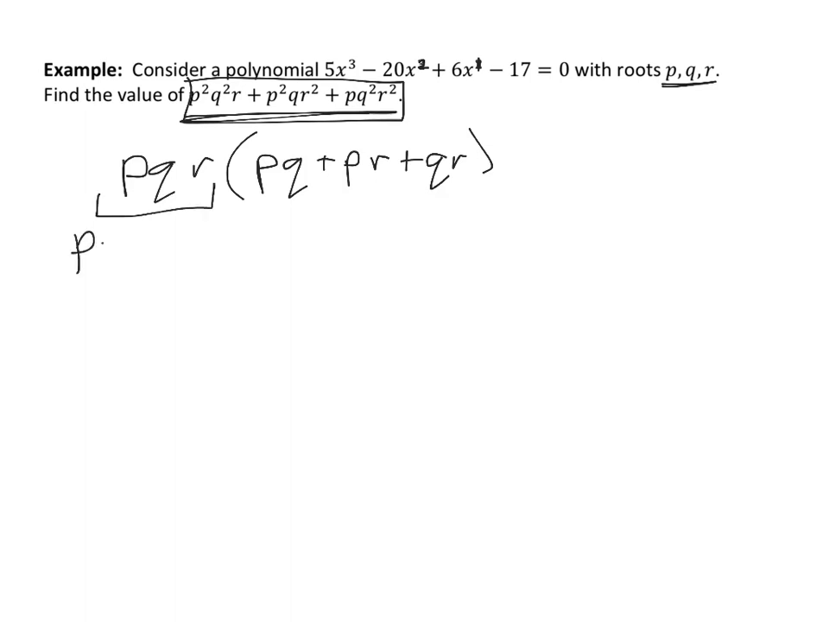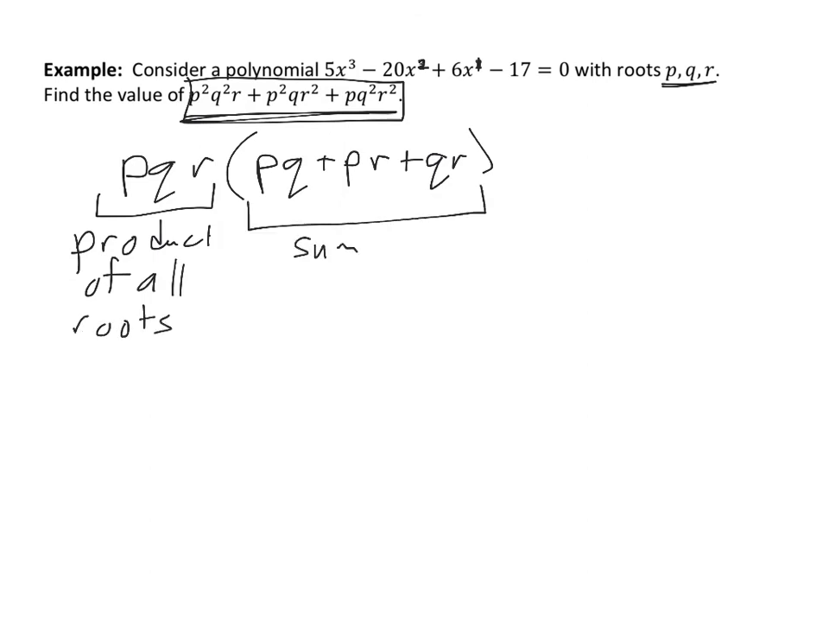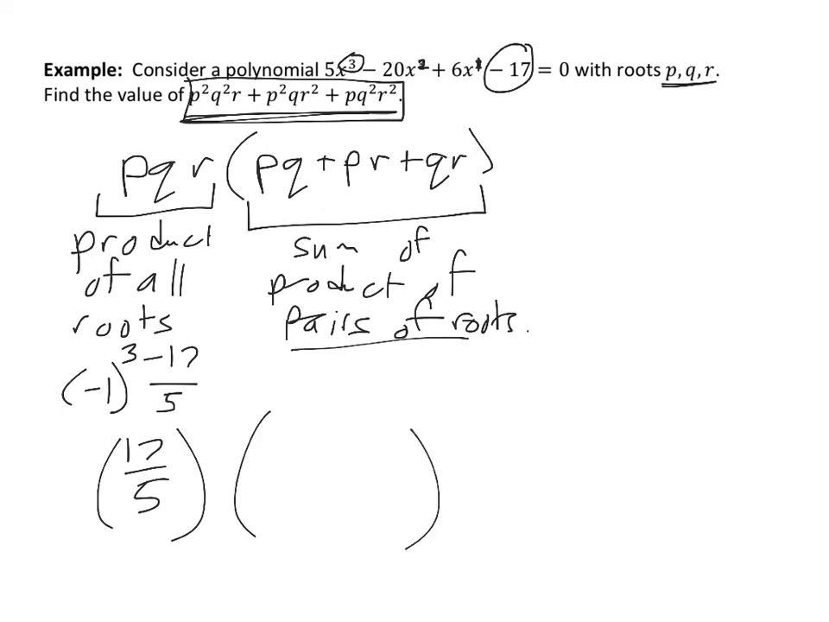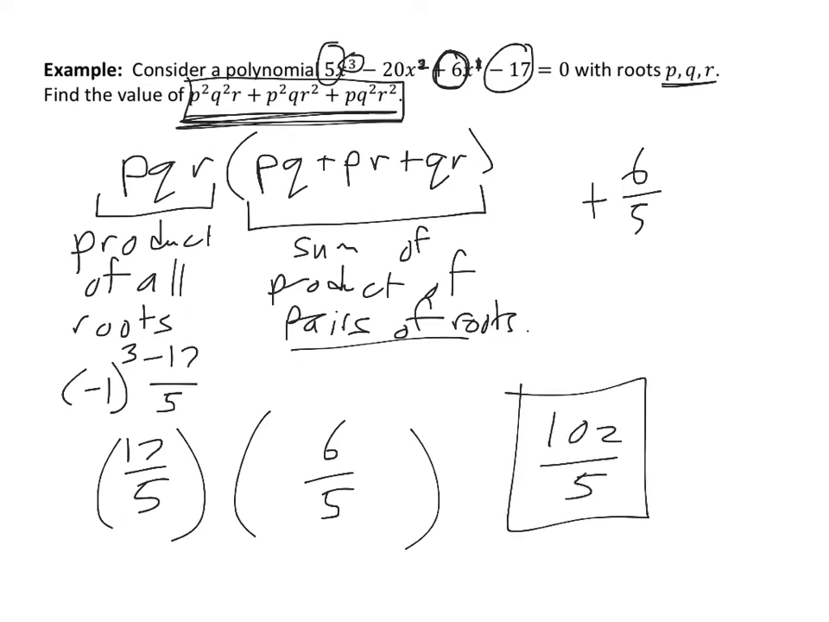What I have here is the product of all the roots. And what I have right here is the sum of the product of pairs of roots. Okay, and these are relationships that we've seen before. We know that we find the product of the roots by looking at the -1 to the third power, because it's degree 3, times the final constant coefficient divided by the leading coefficient. And this is 17/5. This one here, the sum of the product of the pairs of the roots, sorry, that's a complicated phrase, we had found that it was positive, this coefficient divided by the 5, so 6/5. This here simplifies to 102/5, and there it is. That's the value of this quantity.